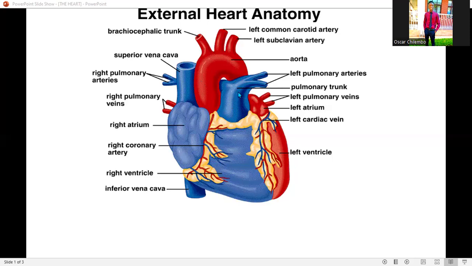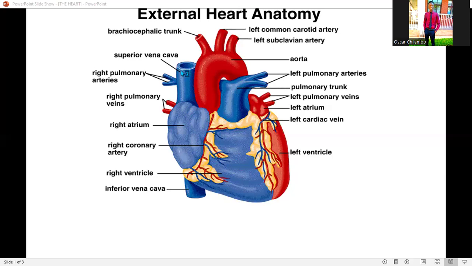So this pulmonary trunk is further divided into the left pulmonary artery, which is going to the left side of the lung, and the right pulmonary artery, which is going to send blood to the right side of the lungs. Okay, it's going to send this blood to the right lung so that it can be purified.